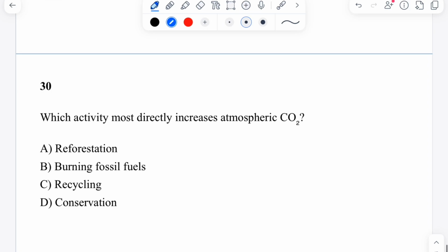Number 30 and the last one. Which activity most directly increases atmospheric CO2, or carbon dioxide? A. Reforestation, B. Burning fossil fuels, C. Recycling, and D. Conservation. Number B, burning fossil fuels like oil and gas.